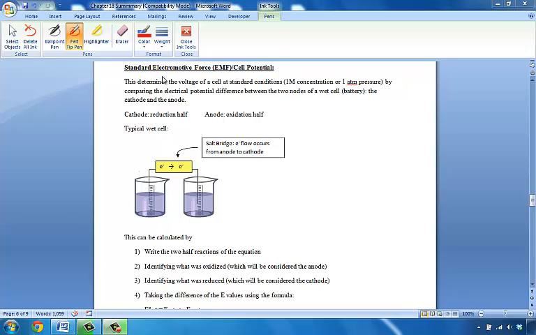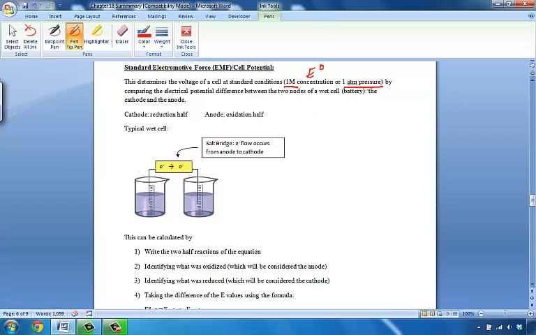In this tutorial, we're going to discuss how to calculate the standard electromotive force, otherwise known as EMF, of a wet cell battery. This standard EMF is also called cell potential, or E naught. And this naught symbol is what tells us that we are under standard conditions. Standard conditions are 1 molar concentration of our solutions or 1 atmosphere of pressure of a gas.